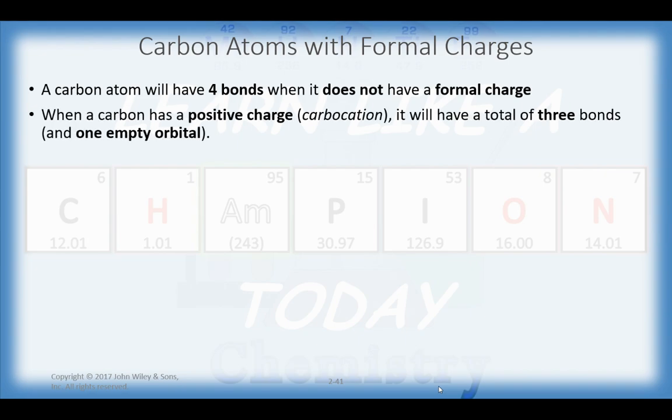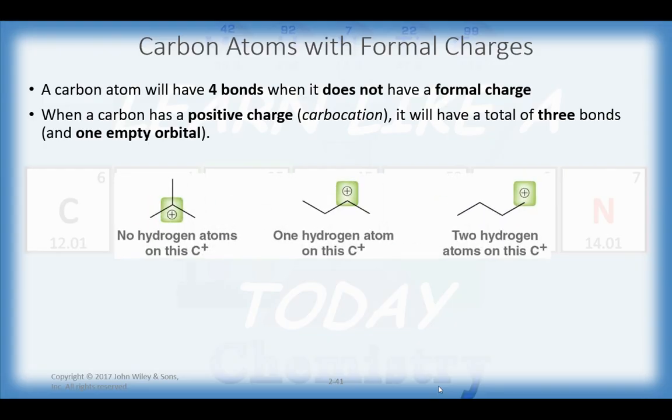So when you have a carbocation, which is a carbon that's going to have a positive charge, it will only have a total of three bonds to it. That fourth orbital will be empty, and it'll be a p orbital. So the three bonds that are formed will actually be sp2 hybrid orbitals. So depending on where that carbocation is located will inform how many hydrogens we could expect.